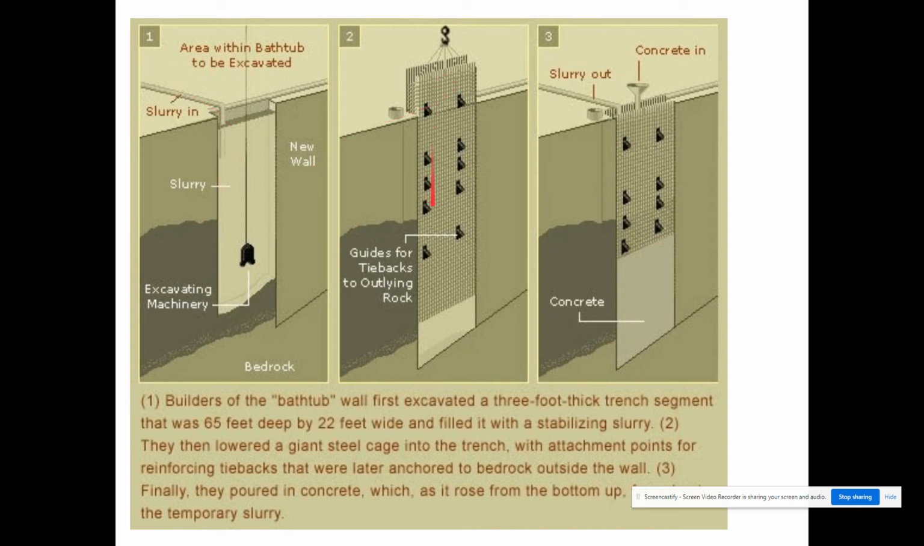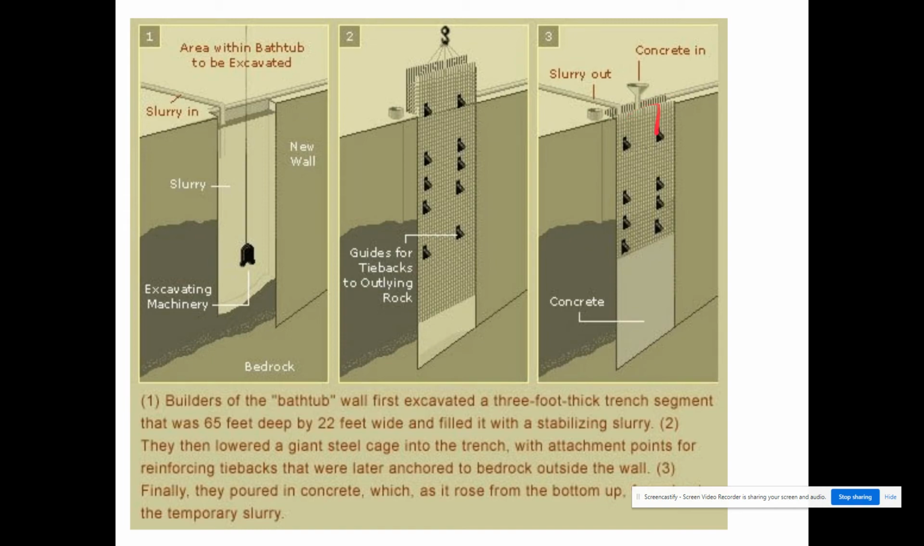Then they put this metal crate into this particular dugout hole. And as they put this metal crate in, the slurry mix would just come out. So it says right here, slurry out. And then they poured concrete in. And that's how they built this slurry wall. So this was built one time, just one section at a particular time.